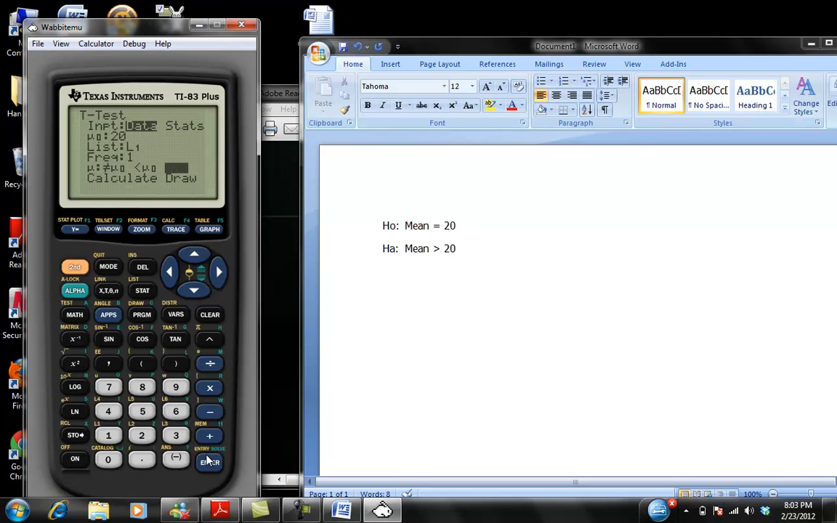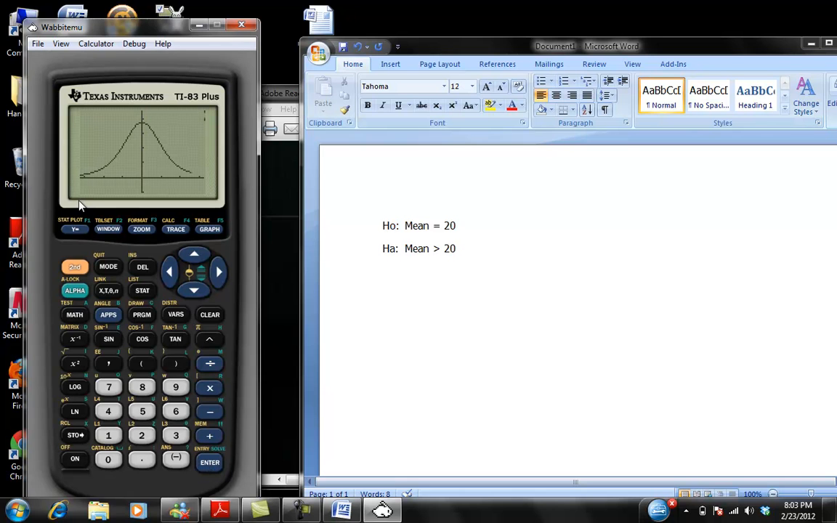Now you can choose to either calculate or draw. If you calculate, your calculator will give you a long list of numbers, one of which is the p-value. I always like to draw because it'll help me explain the p-value a little better, and plus because I just like to see what's going on. So the calculator draws a bell-shaped distribution, and down below it's going to return a test statistic and a p-value.